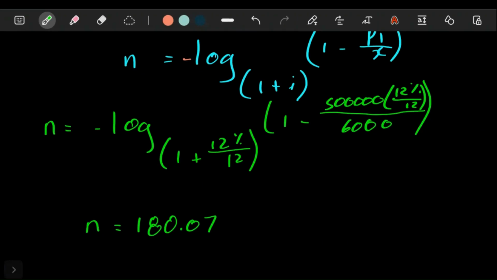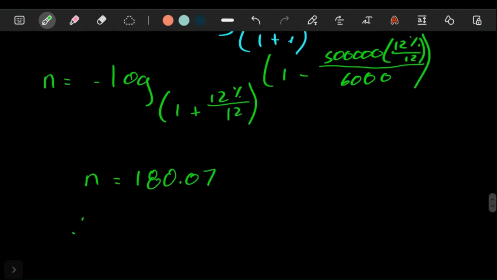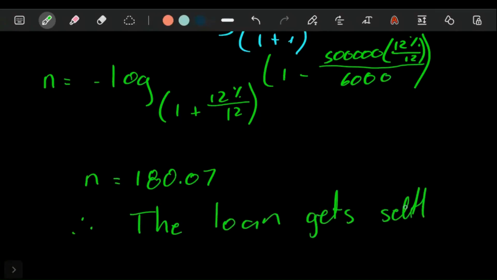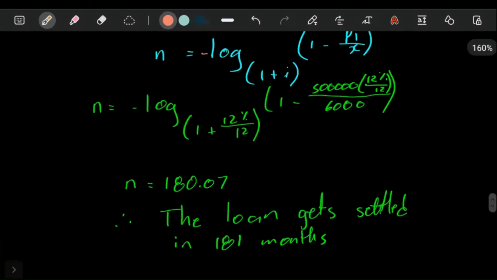So after a total of 181 months is going to be the final answer. Therefore, the loan gets settled in 181 months. You see, because of the 0.07 part there. The 0.07 part is what tells us that 180 months had passed, and then into the following month, that's when the loan was fully covered.